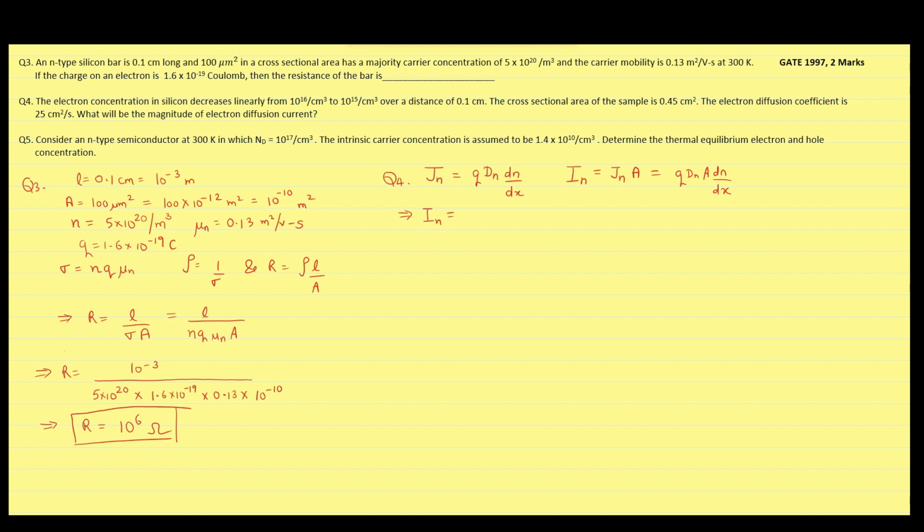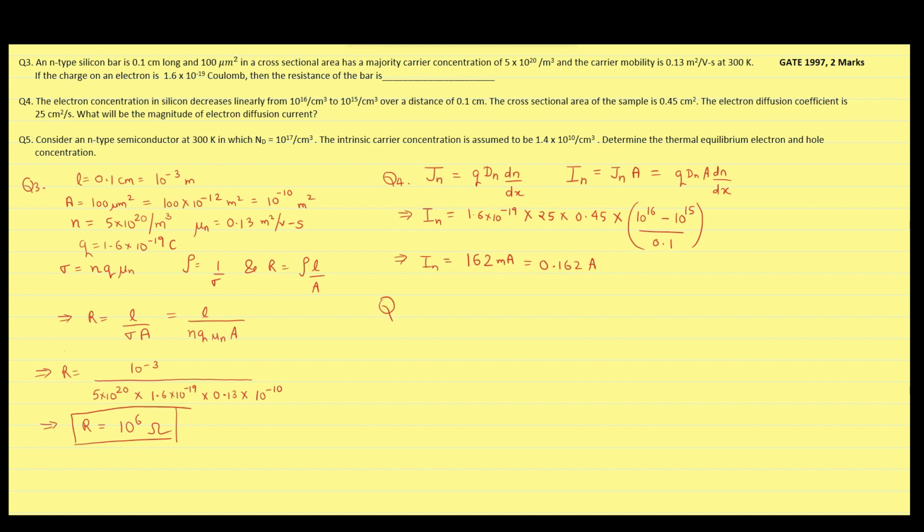The value of Q will be equal to 1.6 into 10 raised to the power minus 19. Electron diffusion constant is provided 25 centimeter square per second. Area is provided 0.45 centimeter square, and we can find the concentration gradient by this particular expression. Now we have to simply calculate this expression. After calculating, we will find the value of current to be equal to 162 milliampere, which can also be written as 0.162 ampere.